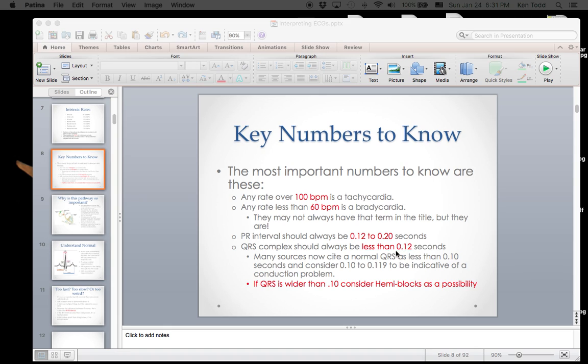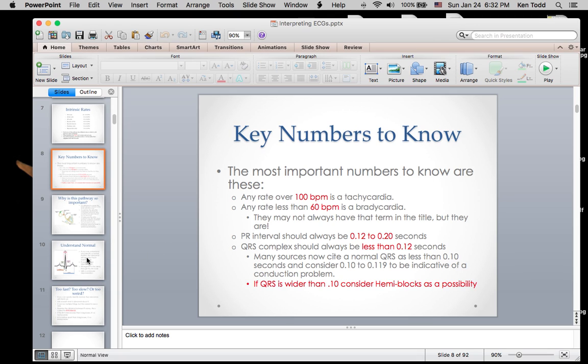So the number 3 becomes really important. If your heart rate is over 100 beats a minute, the distance from R wave to R wave will be less than 3 of the big boxes, the 5 millimeter by 5 millimeter boxes. And then your PR interval should be between 3 and 5 of the little tiny boxes. And your QRS should be less than 3 of the little boxes.